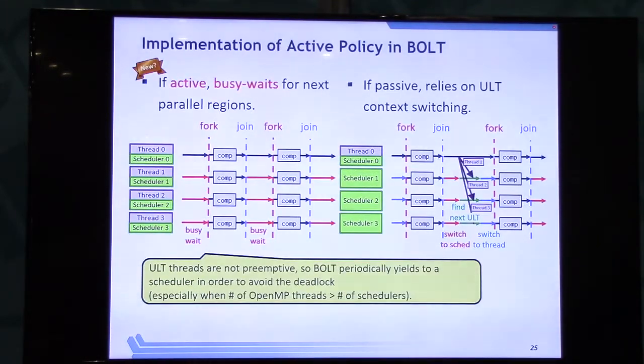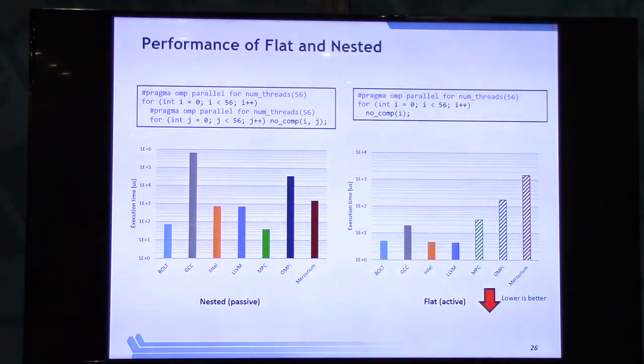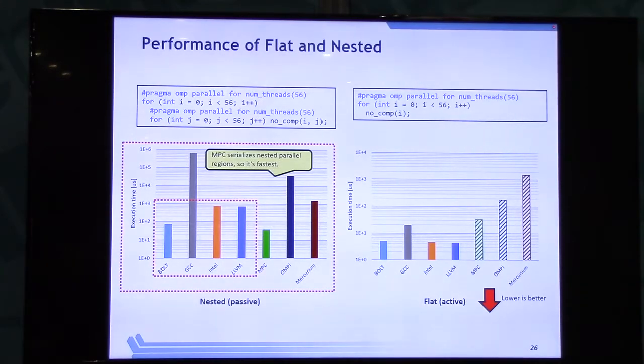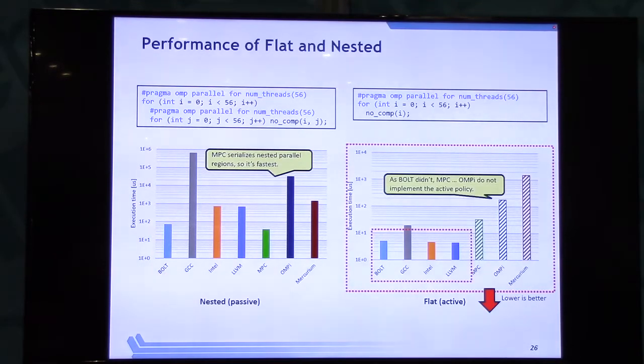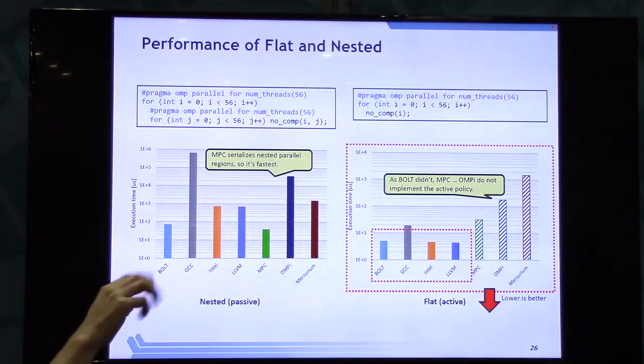All right, to solve this issue, let's implement active policy in Bolt, like LLVM OpenMP. If active is set, each ULT busy waits for the next parallel region for a while. If not active is set, the passive case, the original fork-join algorithm is used. Here's the performance. If nested, passive is recommended to avoid wasting CPU resources by busy waiting, and Bolt is of course faster than GCC, ICC, and Clang. But if not nested, active is recommended. Then Bolt is as fast as ICC and Clang. It's a little bit faster, but it is not obvious like in this slide.